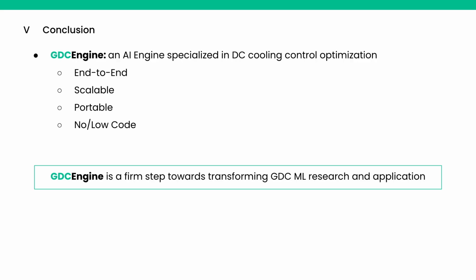With that, we are coming to the end of this video. In this video, we presented GDCEngine, an AI engine specialized in DC cooling control optimization. We showcased several characteristics of it through examples, demonstrations, and case studies. All in all, GDCEngine is a firm step towards transforming green data center machine learning research and application. Together, we can make a sustainable future.